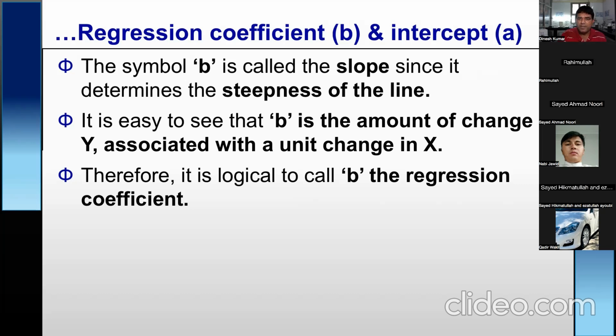Which is called b here. So it is easy to see that b is the amount of change in y associated with a unit change in x. Therefore, it is logical to call b the regression coefficient. b is called the regression coefficient.